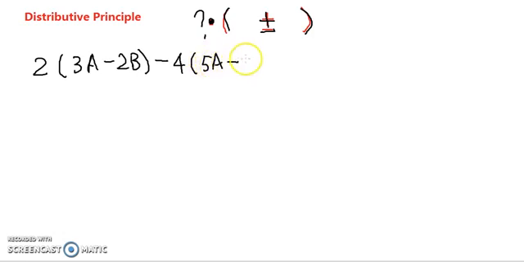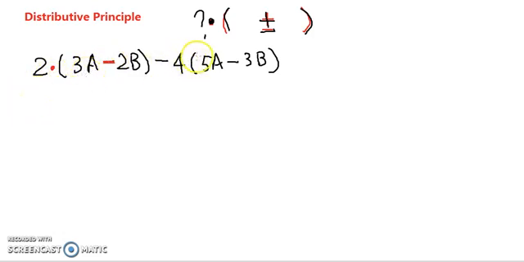5a minus 3b. So as we can see, we have two pairs of parentheses here. In order to get rid of the parentheses, we have to use the distributive principle. But before we use that, we have to make sure it meets the requirement. First of all, between the number and the parentheses, there's nothing. That means it is multiplication. Secondly, inside the parentheses, we see it's subtraction, and that means we can use the distributive principle.